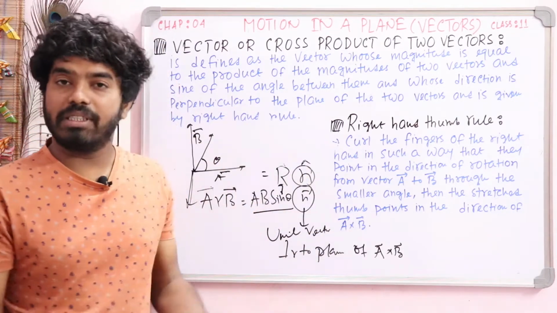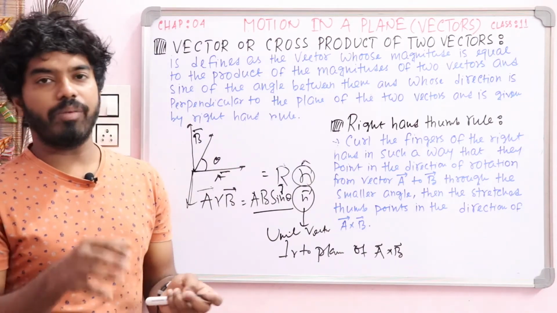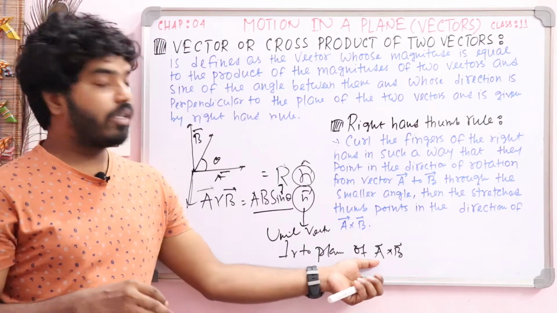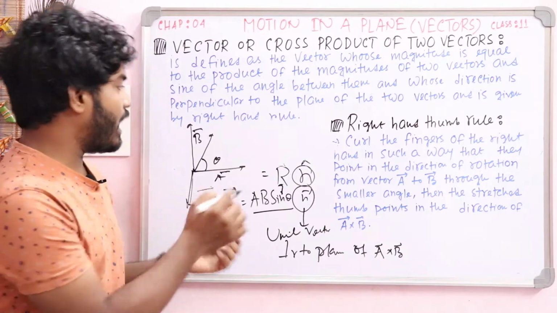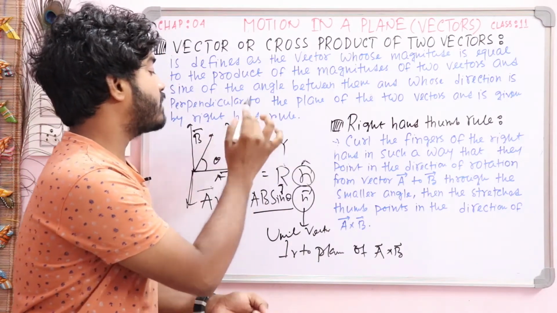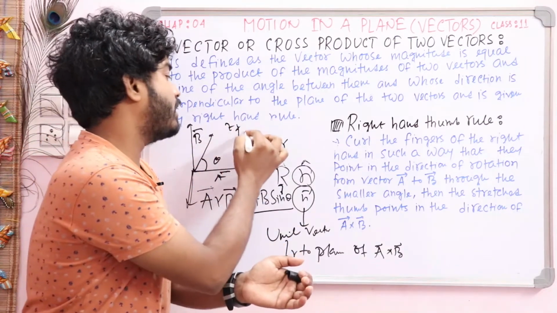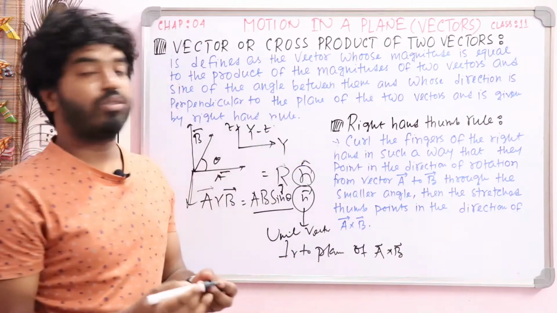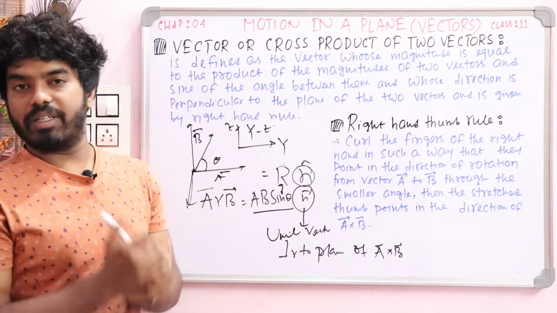n cap represents the resultant vector direction, and the resultant vector direction will always be perpendicular to vectors A and B. Suppose vector A is placed on the y-axis and vector B is placed on the z-axis. So both A and B are lying in the yz plane. So the perpendicular is along the x-axis or along the negative x-axis.